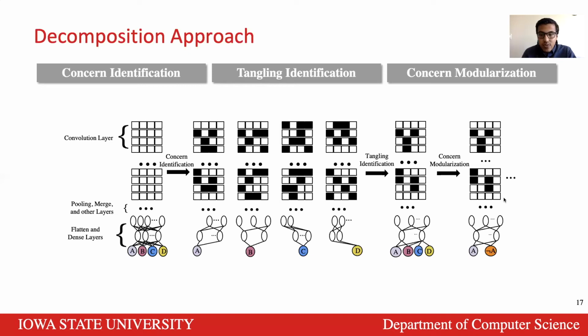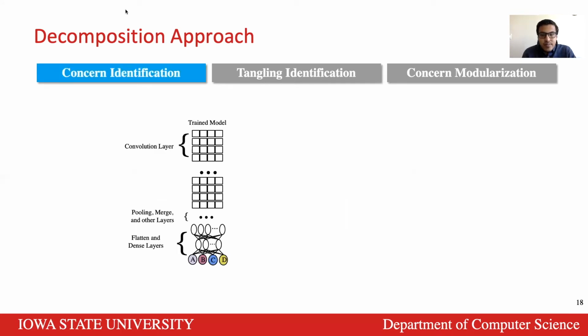In this context, we use concerned and unconcerned as terminology that represents the input belonging to the output class for which the module has been created, and all the other output classes, respectively. For example, for module A, output class A is the concerned output class, and other output classes such as B, C, and D are the unconcerned classes. First, we perform concern identification.